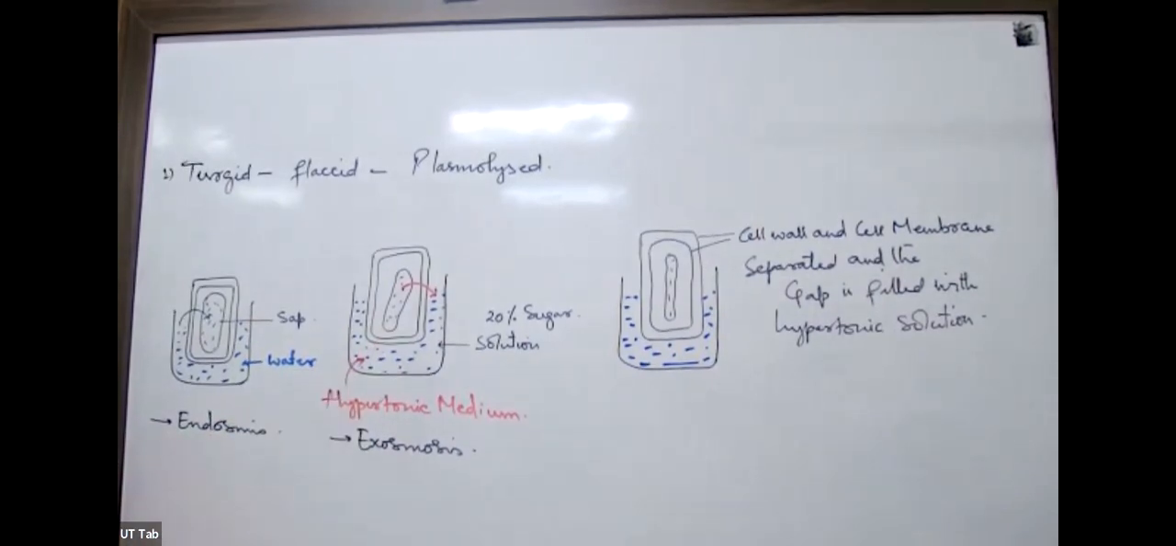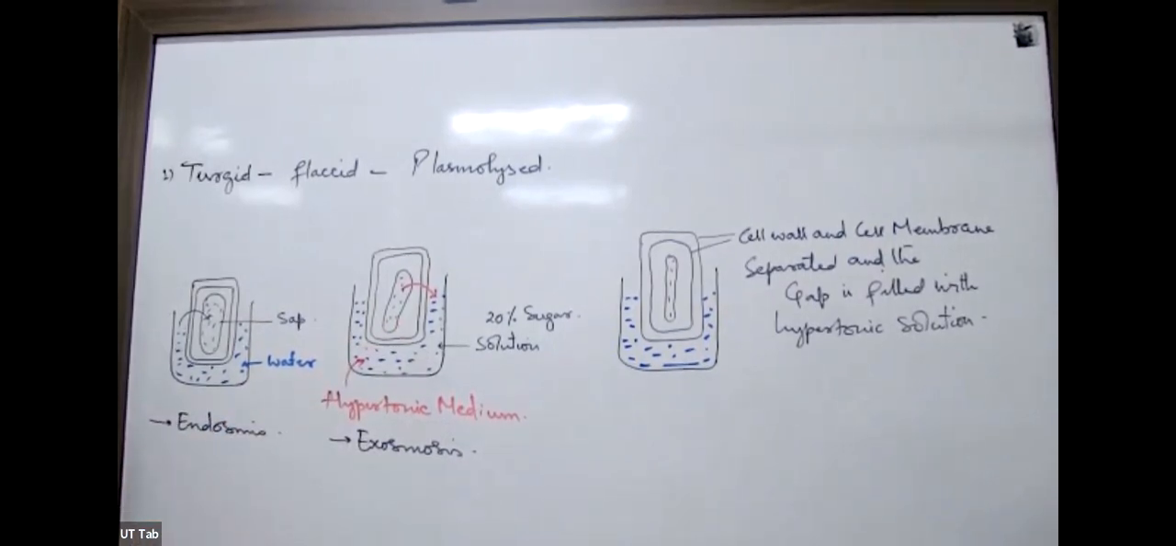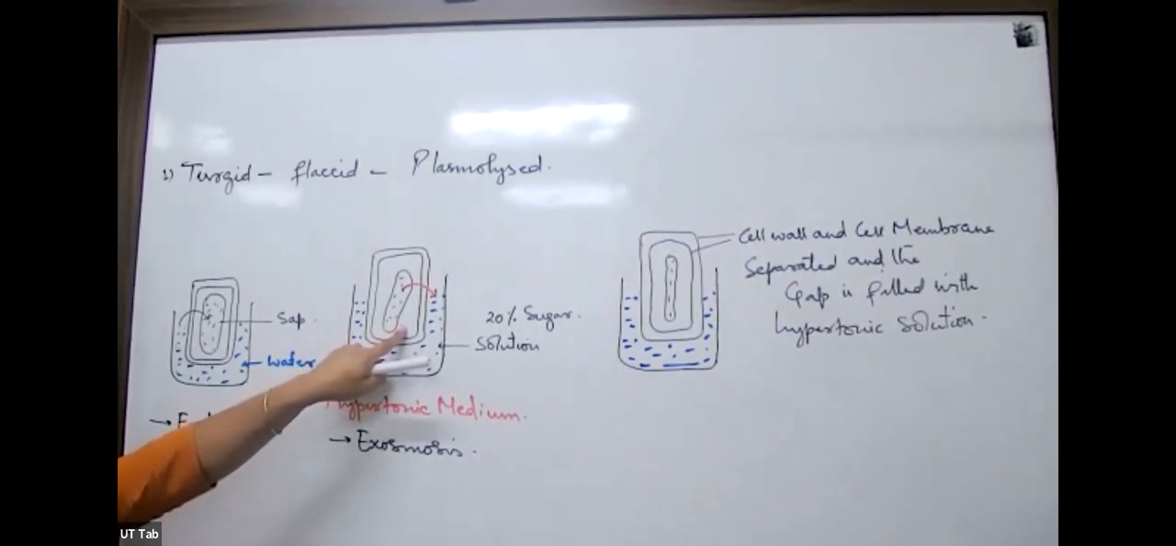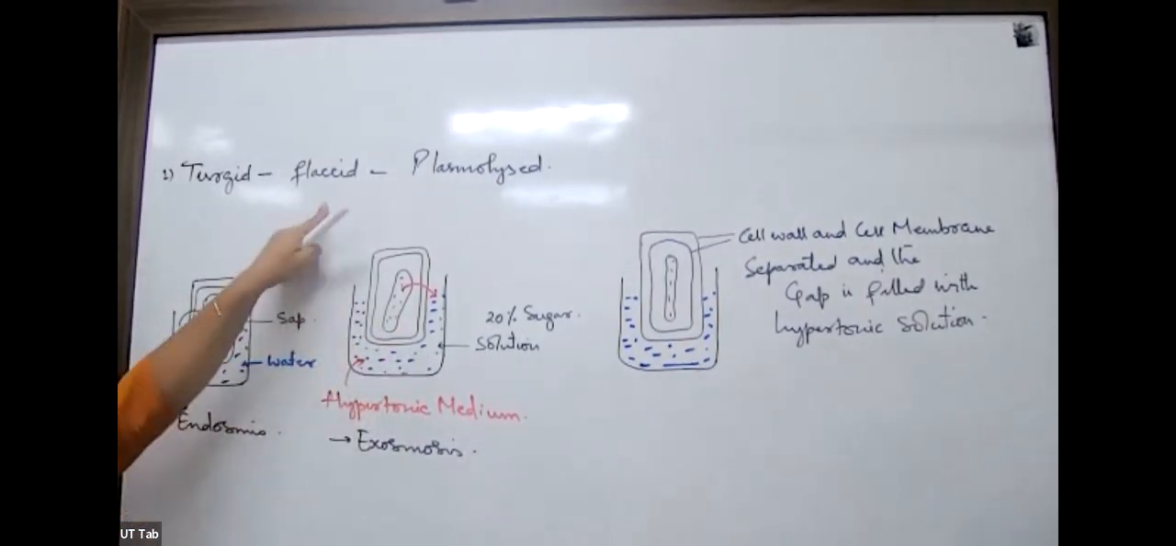But if the process of exosmosis happens for a long time, what are we going to observe? Will the cell remain turgid? No. The turgidity will get lost gradually. Earlier the vacuole was fully distended, quite big. Now the vacuole has started becoming shrunken. Why? Exosmosis has happened. This condition is known as flaccid.